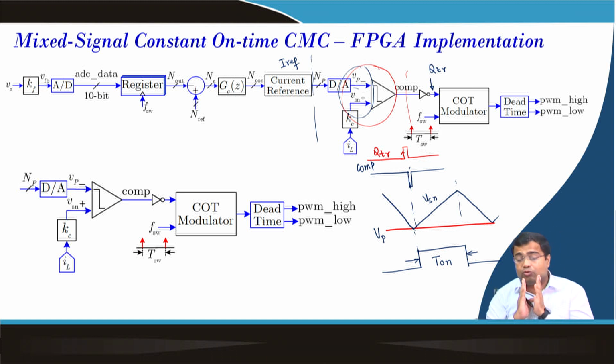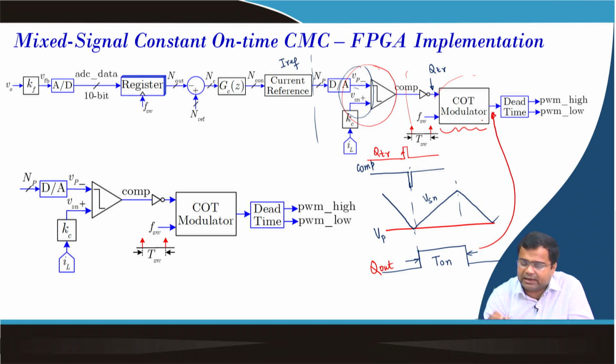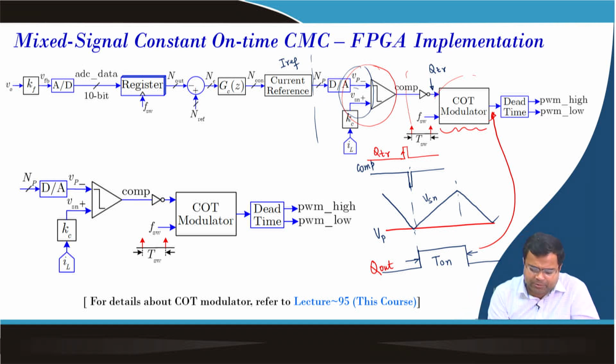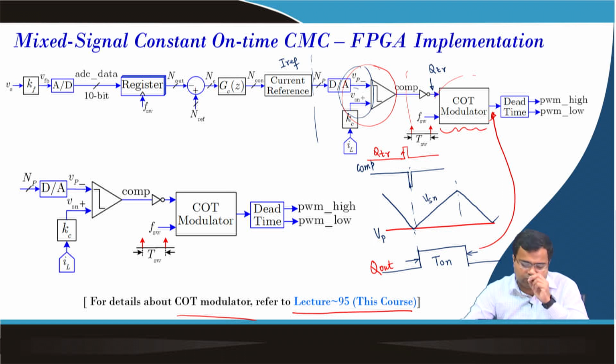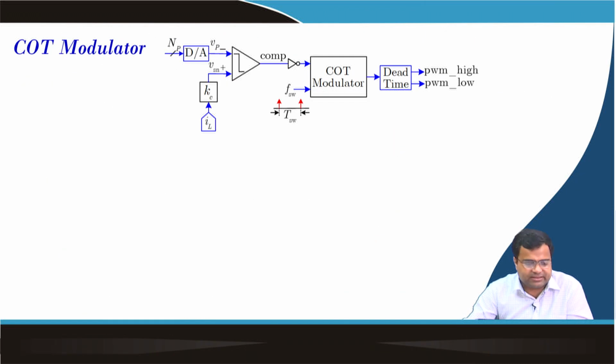So, whenever QTR goes high, the monoshot timer will be triggered, and we have already discussed the inside block of the constant on time modulator. It also has a minimum off time, and this is your Q out, which goes to the input of the dead time circuit, and dead time will generate your PWM high and low. We have discussed the synthesis of the constant on time modulator in lecture number 95, so one can go into detail in that lecture.